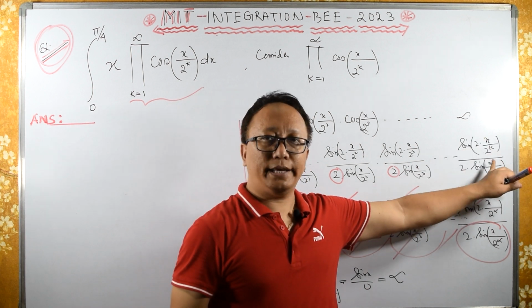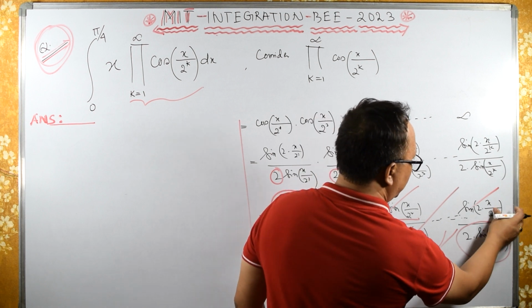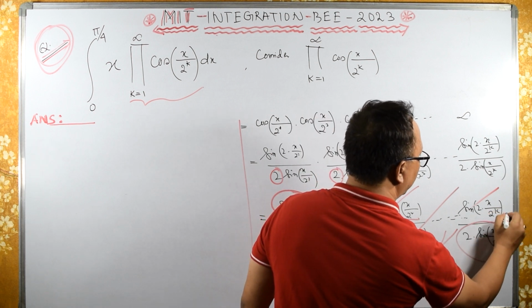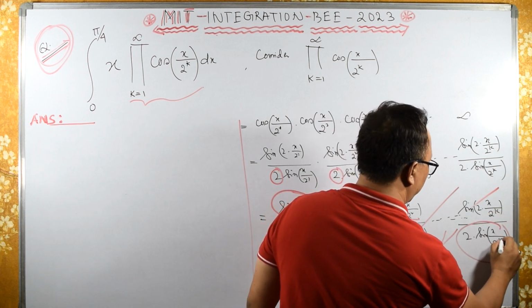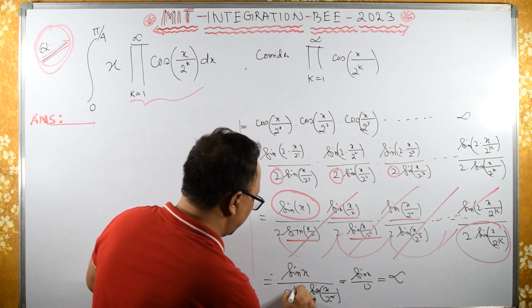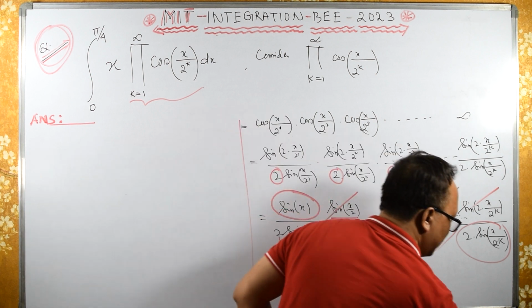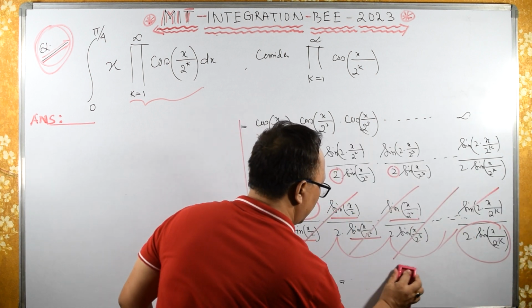Where k is what? K is a finite number. Okay, finite number. Therefore, here we will get k over here. So this will go.